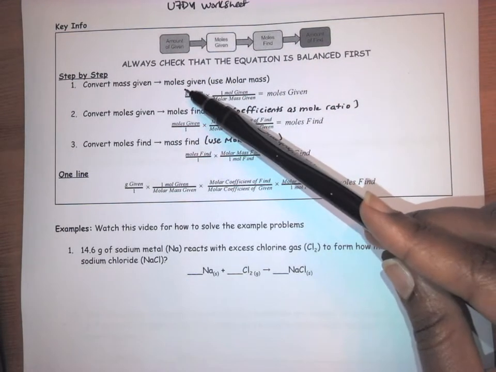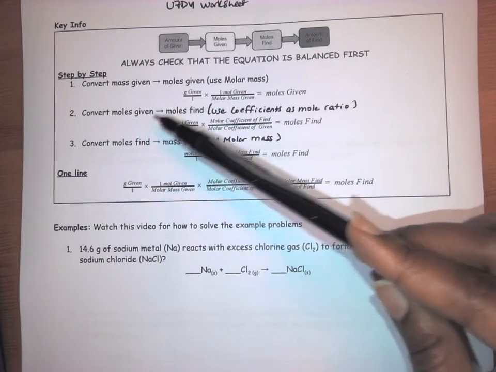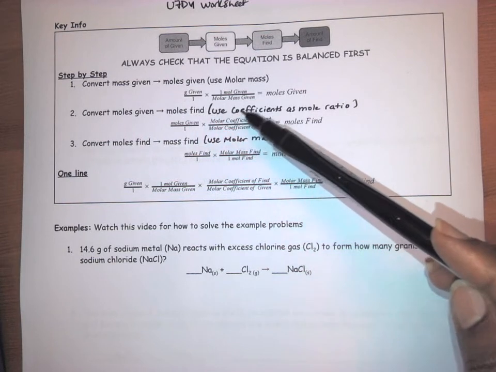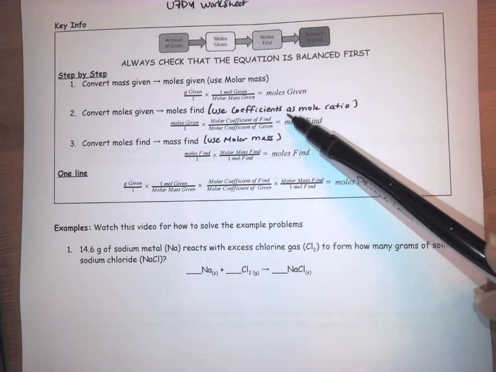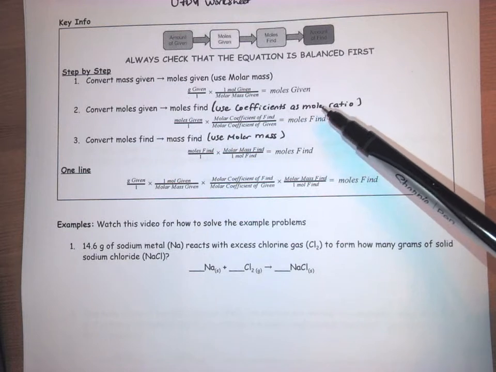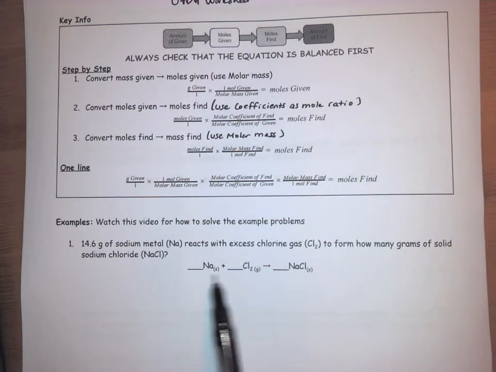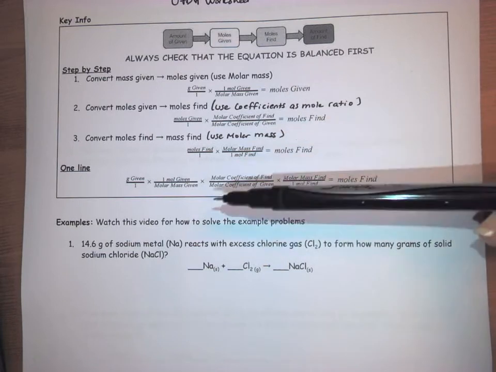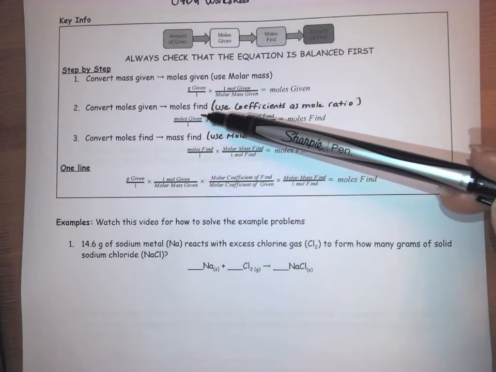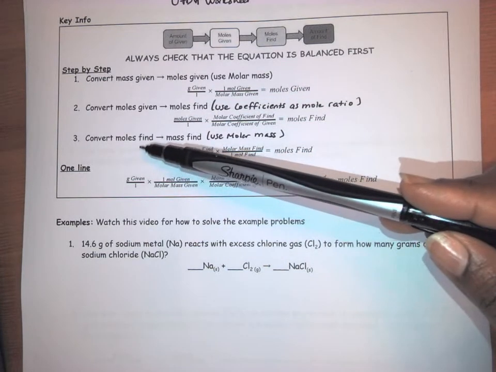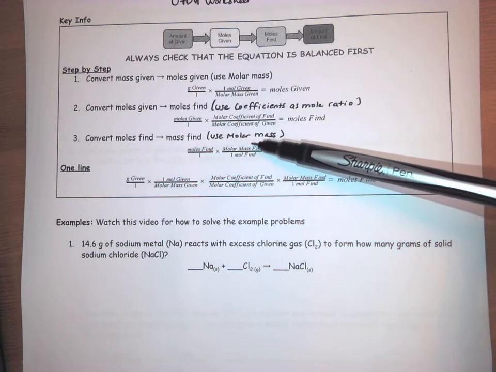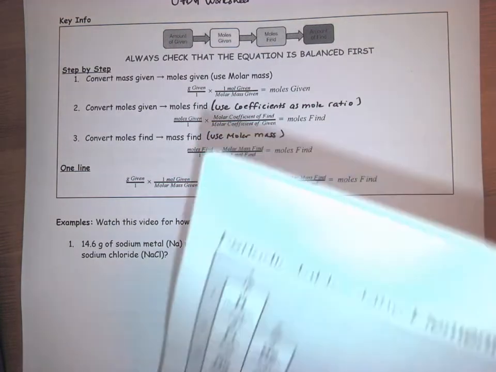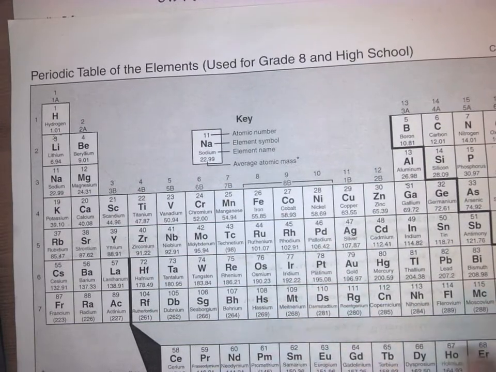Then after we have our moles of given, we're going to convert it to the moles of find using the coefficients in the balanced chemical equation as our mole ratio. Remember, the coefficients are the big numbers in front of the substances in a chemical equation. You need to, of course, balance it first to get those coefficients. Once we've got our moles of find, we convert from moles of find to the mass of find, again using the molar mass of what we're looking for, and again you use the periodic table for that.